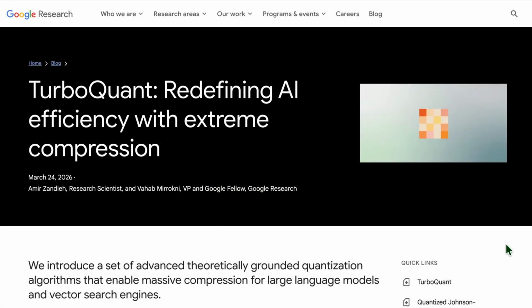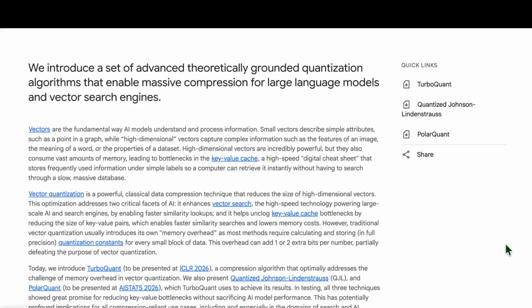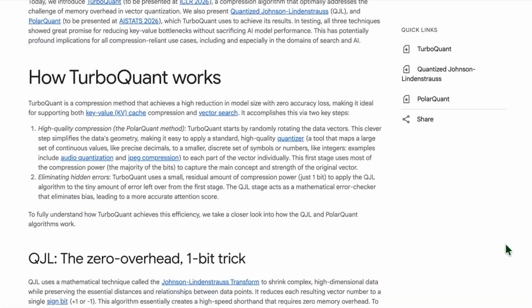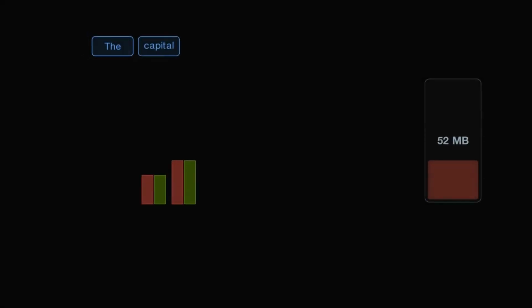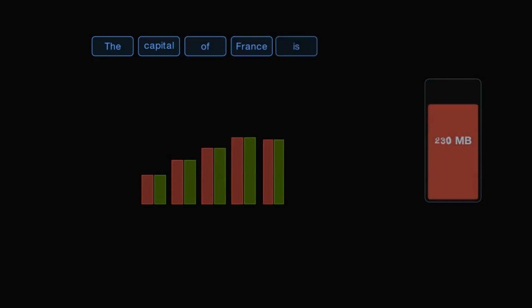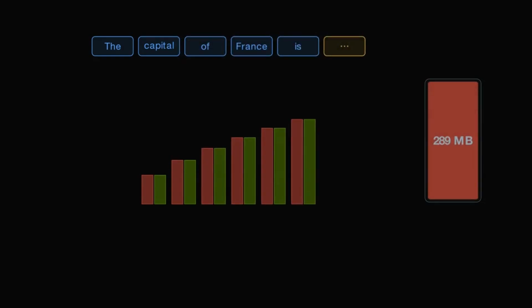This is TurboQuant, a paper Google published at ICLR 2026 literally last week. It tackles what I think is the single biggest bottleneck in LLM inference right now, the KV cache. Every time a large language model generates a token, it caches a key and value vector for that token across every single layer, and that cache grows linearly. So at 8,000 tokens on a 3 billion parameter model, you're looking at almost 300 megabytes of KV cache alone.